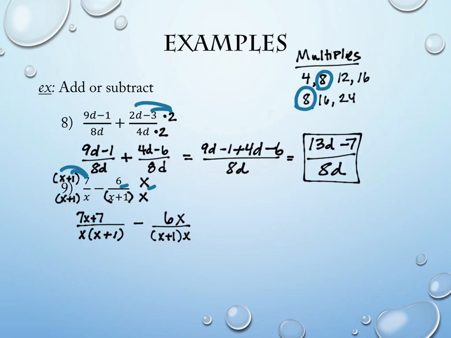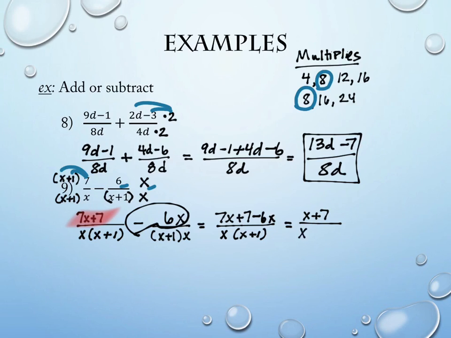If you don't want to write down that step, you just wanted to skip to the step I was about to skip to, that's fine too. x and x plus 1 in whichever order. So we have 7x plus 7, and then I have minus the 6x. Okay, how will the numerator simplify? x plus 7.